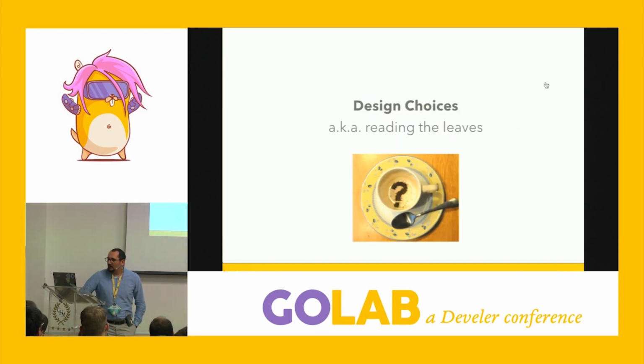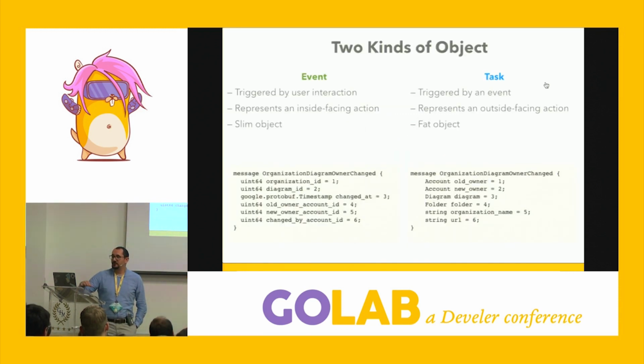So I'll talk about some of the design choices. And the first one is exactly the difference between the events and tasks. I'll go into a little bit more detail. As you can see, these are the protobuf definitions of one of the events and one of the tasks. As I said, the event is triggered by user interaction most of the time. Not always, because we wanted to keep some flexibility, but 99% of the time it is triggered by user interactions.